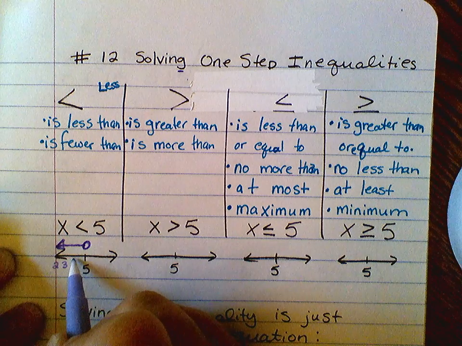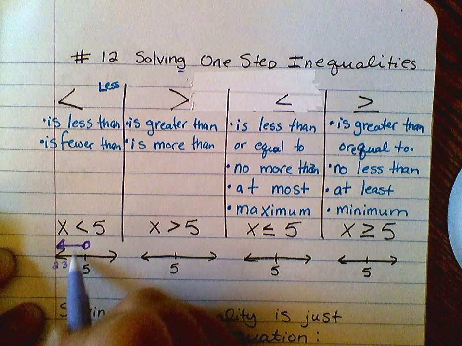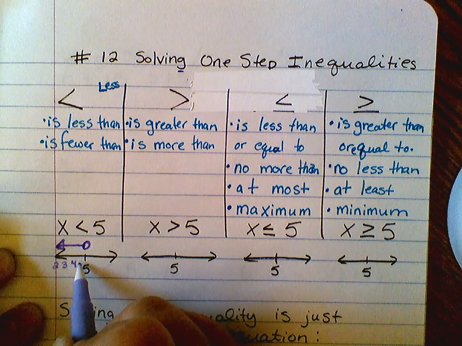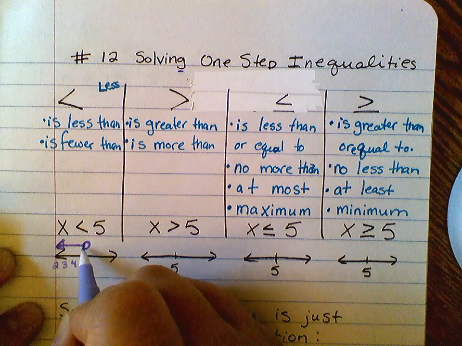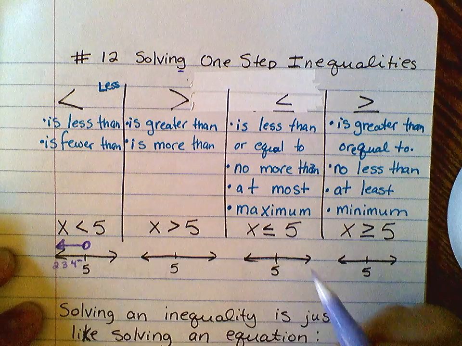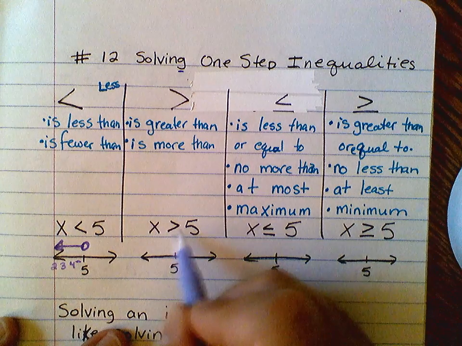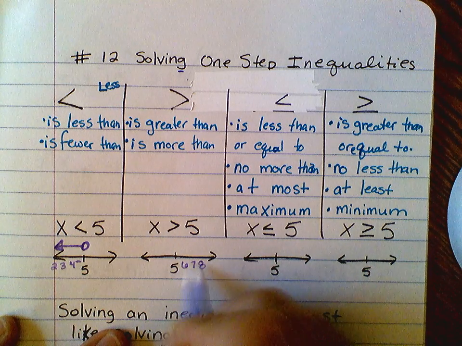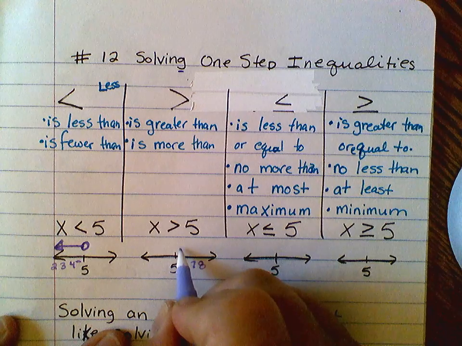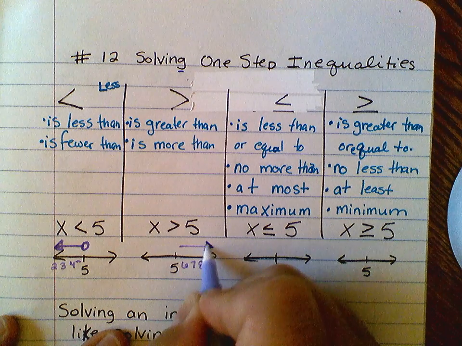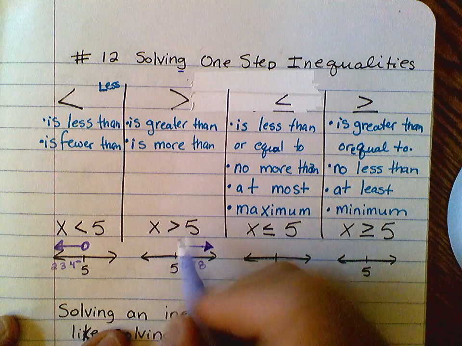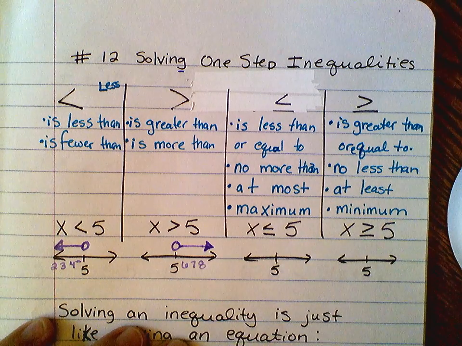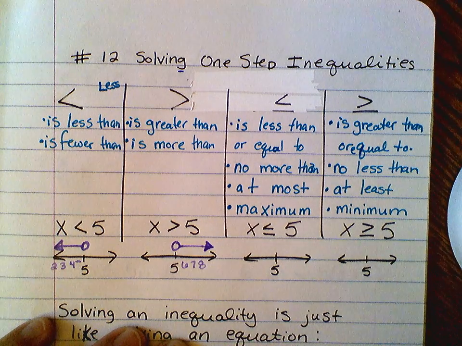We can't move our point or our endpoint down to 4 because there are lots of numbers between 4 and 5. 4.5, 4 3/4, whatever. So we have to go all the way to the 5 to include all the numbers that are in there. So if it's strictly greater than 5, so 6, 7, 8, these are all the numbers that are more than 5. So you're going to draw your arrow this way. And again, 5 is not greater than 5. So it's an open circle because 5 is not part of the solution.